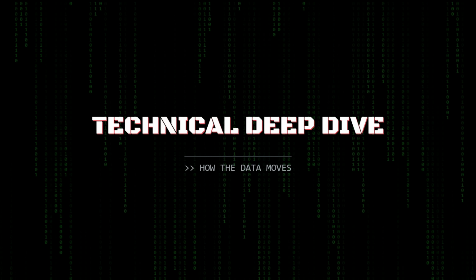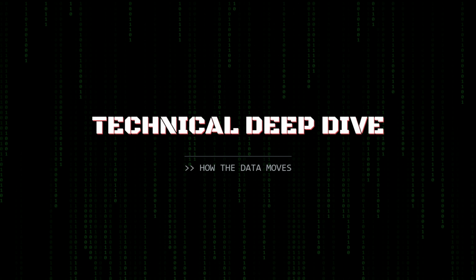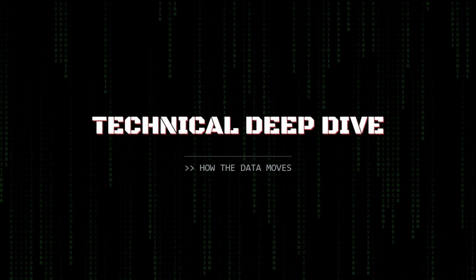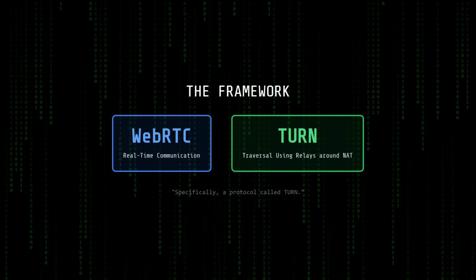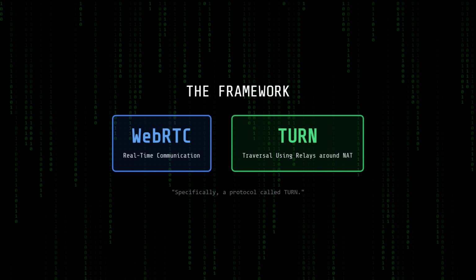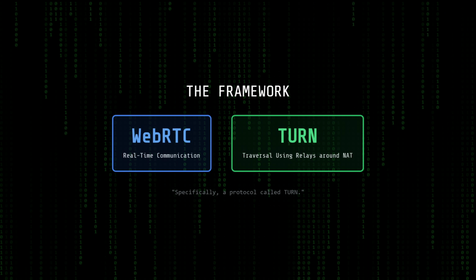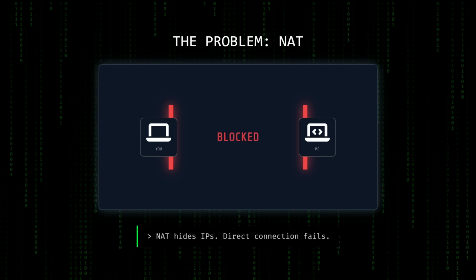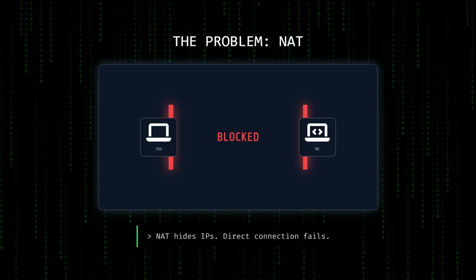Now, we need to get a little technical to understand how the data actually moves. How do these apps connect two people for a video call if they are both behind different corporate firewalls? They use a framework called WebRTC, and specifically a protocol called TURN. TURN stands for Traversal Using Relays Around NAT. Here is the simple version. Network Address Translation, or NAT, hides your internal IP address from the internet. Because of this, I usually can't connect directly to your laptop, and you can't connect directly to mine.